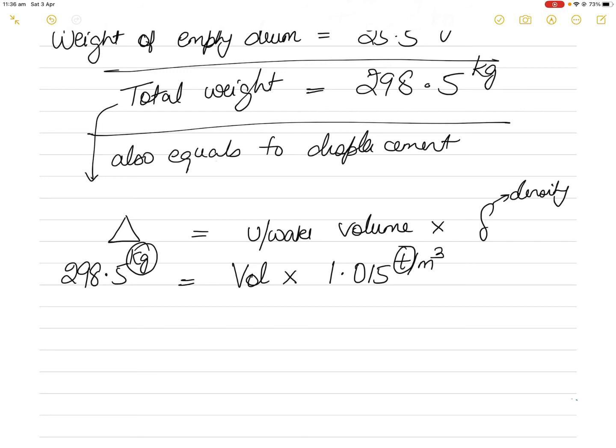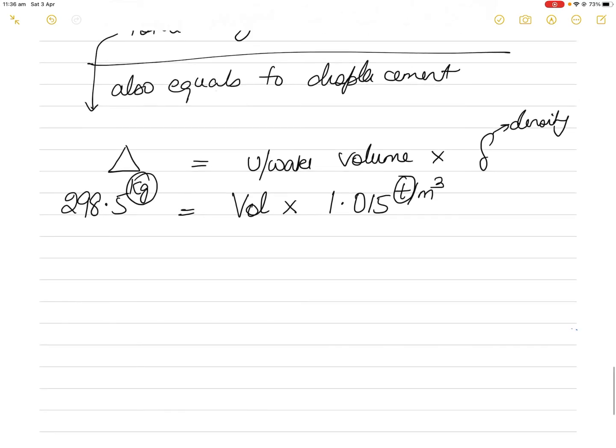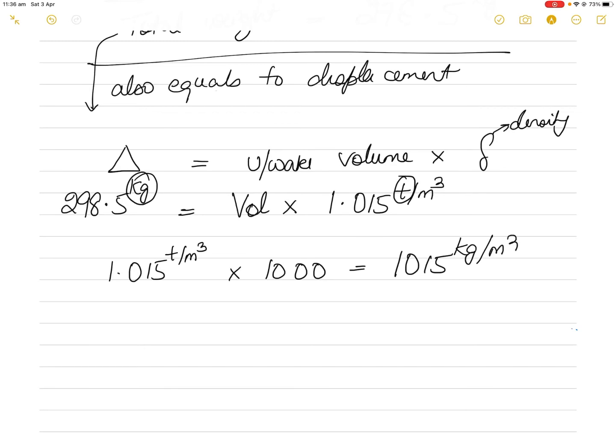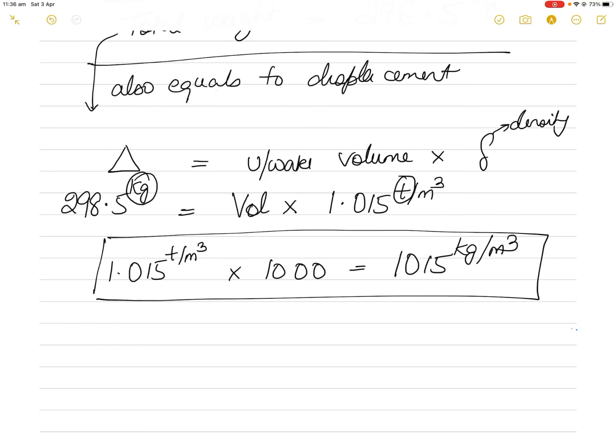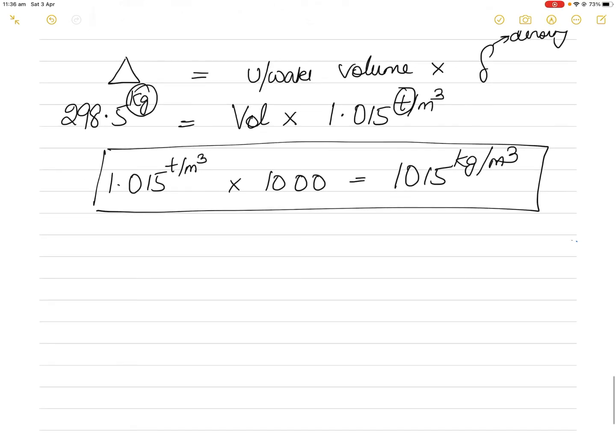So we have to make sure that one of them is converted, let's say the density is converted into kilograms as well. So how can I convert 1.015 tons per metric cube into kilograms? By multiplying by 1000. It becomes 1015 kilogram per metric cube. All right. So I have to either keep all units in tons, or I have to keep all units in kilograms. One unit only. So I have stuck to kilograms here.